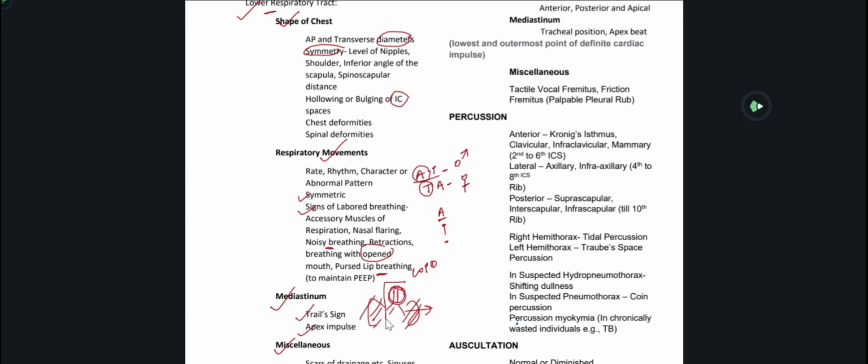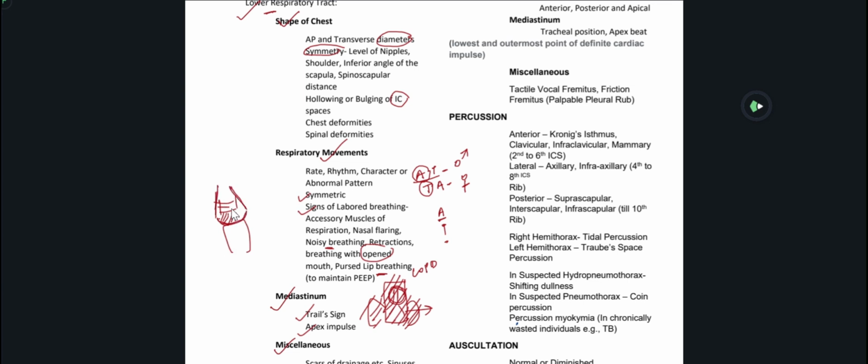This entire portion is called the mediastinum, the central part. So you have to look for the central part being in the center or getting deviated. So what is the Trail sign? When you normally look at the neck of a patient, you see the trachea slightly bulging, and you see the sternum. There's a slight depression here, the suprasternal depression. And there are two muscles attached here: the sternocleidomastoid, whose clavicular and sternal heads are attached.